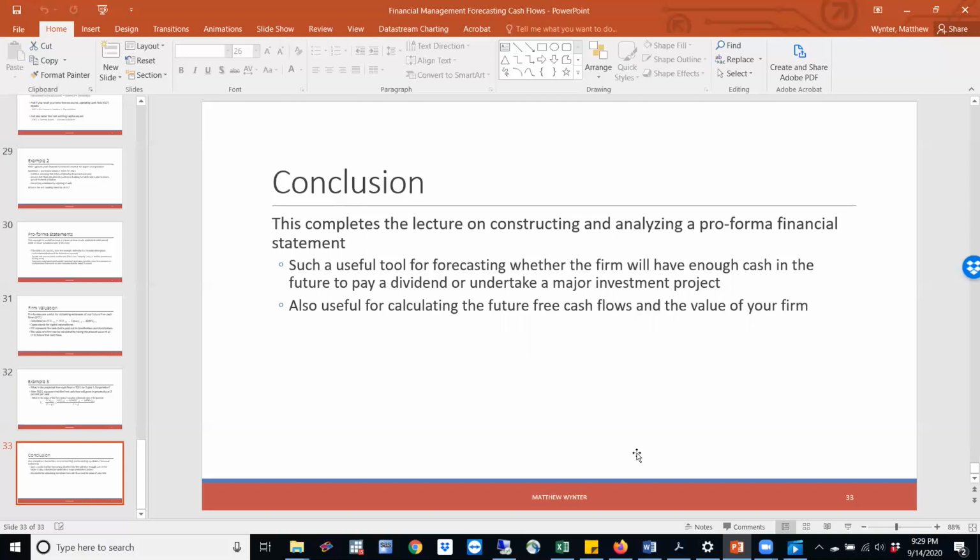Next week, we're going to move on to financial options and also to real options.